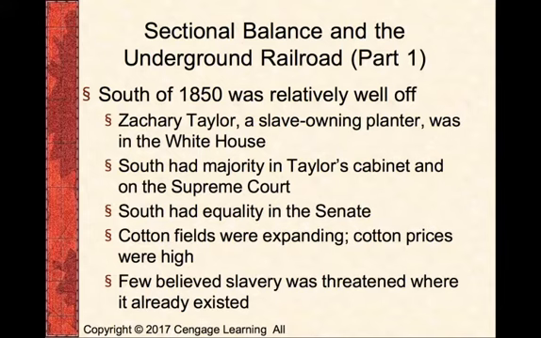The South had a majority in Taylor's cabinet and on the Supreme Court. The South was equal in the Senate. Cotton was growing. Cotton prices were high. And in 1850, few people believed that slavery was threatened where it already existed, like in Louisiana or Virginia. Any place in the Old South, they thought slavery was going to exist forever.